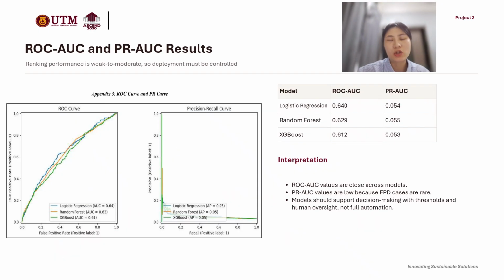And next, this slide shows the ROC AUC and PR AUC results. The ROC AUC values are close across the three models, and the PR AUC values are low because FPD cases are rare. This means all three models have only fair to moderate ranking ability, and therefore the models should not be used for automation. They should support decision making with threshold rules, manual review, and human oversight.